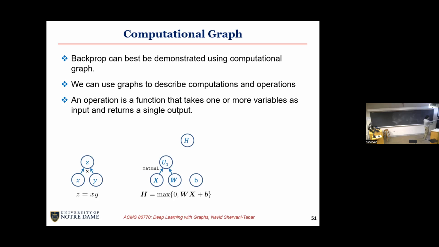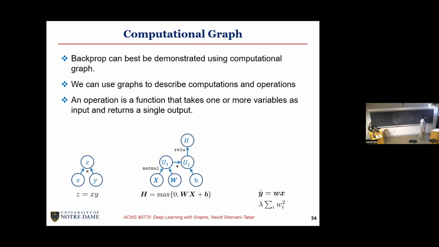Then I'm going to apply a sum operator on variable B and variable U1, and that's going to give me a new variable U2. And then I'm going to apply this ReLU function, maximum of 0 and x, on my U2, and that will give me variable H, which is our output.